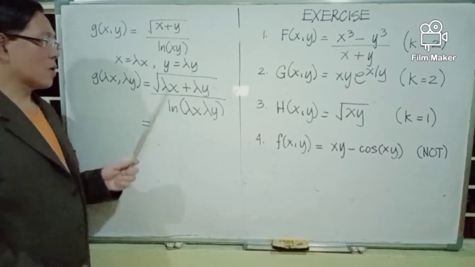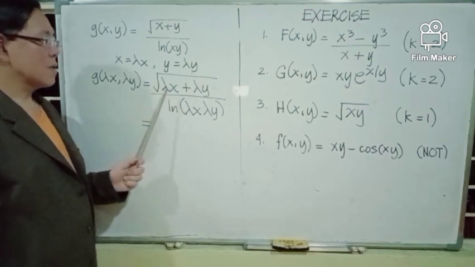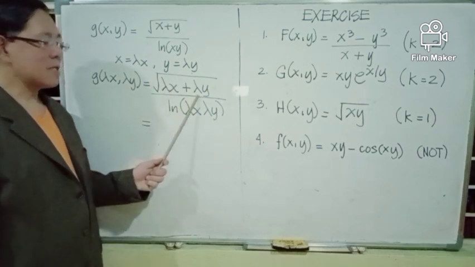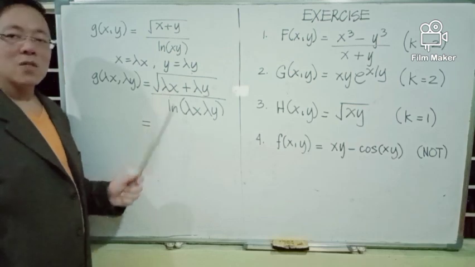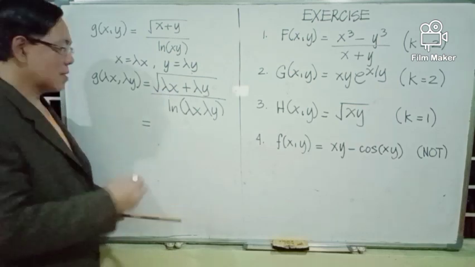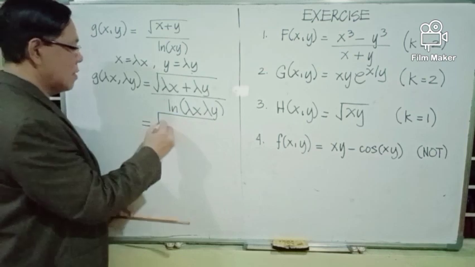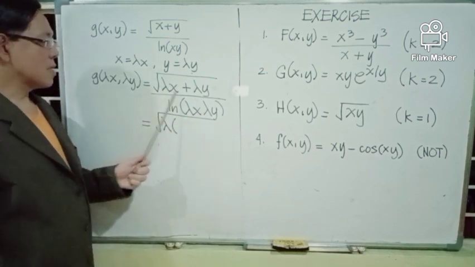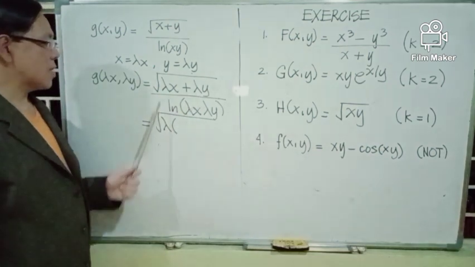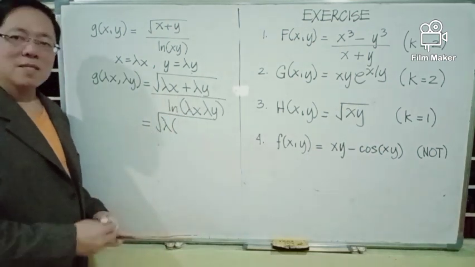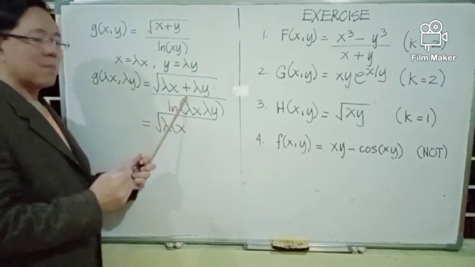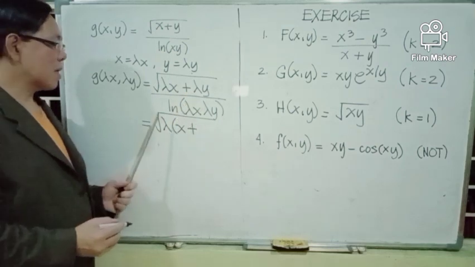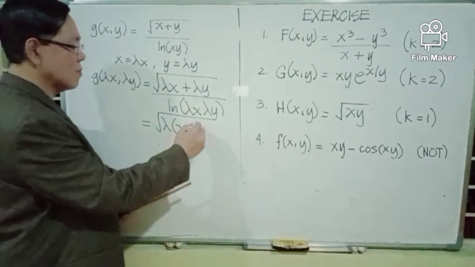In the radicand, or the expression inside the radical sign, we have a common factor lambda. The first term has lambda, the second term has lambda, so we factor out lambda. And we get a square root. The common factor is lambda times the other factor. We divide each term by the common factor lambda. Lambda x divided by lambda is x. Plus, divide lambda y by common factor lambda, we get y.